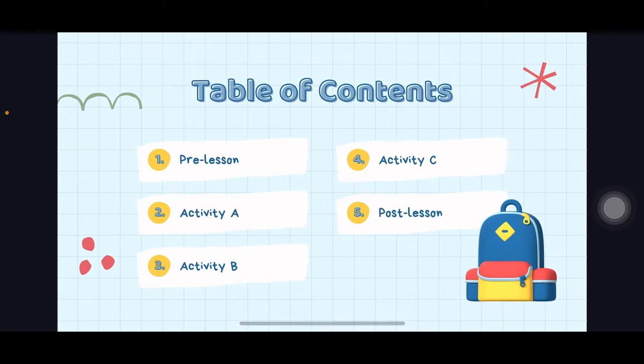Let's have a look at this table of contents for today's lesson. For the first part, we will do the pre-lesson, and then we move on to the activities: activity A, activity B, activity C, and the last one would be the post-lesson for today's lesson.